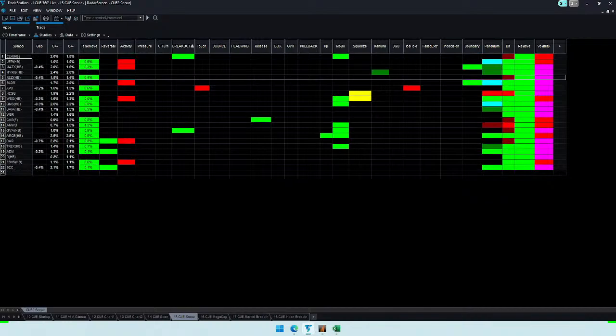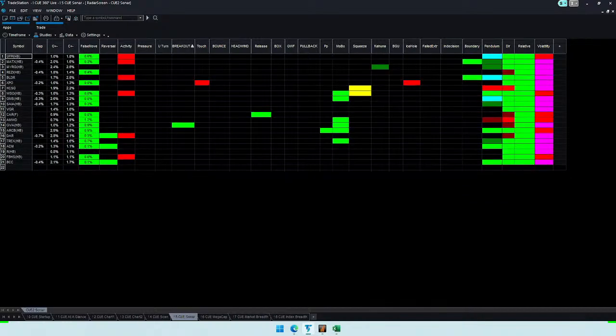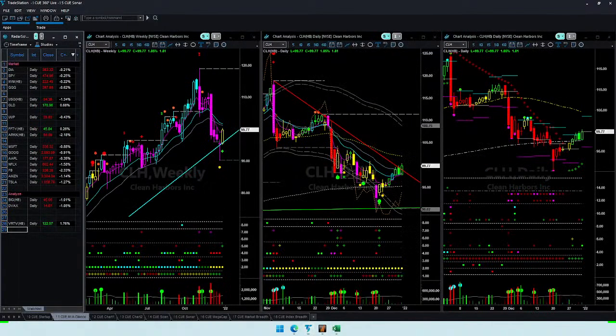CLH is the next one. It has a breakout also. This is looking better. Remember what I mentioned a while ago while analyzing Humana. Humana had weekly trendline resistance, daily trendline breakdown. Here, opposite. That's one of my favorite setups for buying. Weekly trendline support, daily trendline breakout.